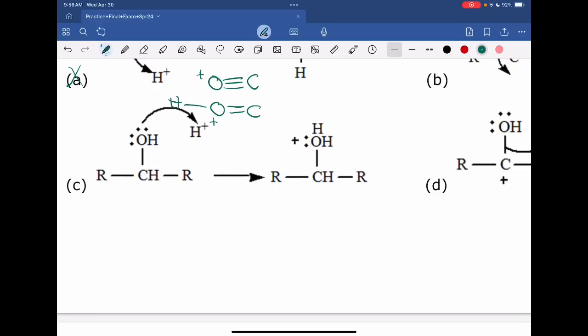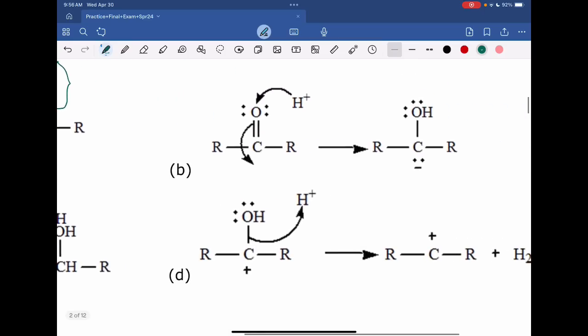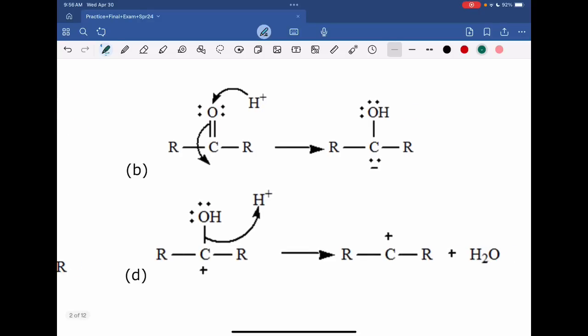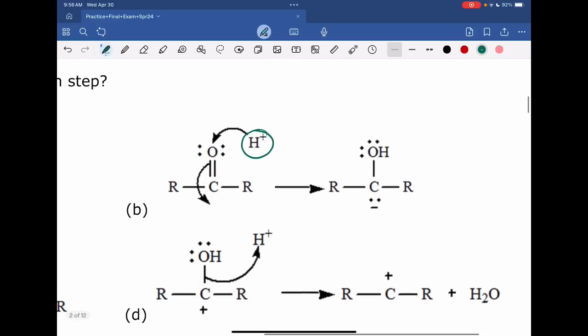C. Okay, C looks good to me. It looks like it's just a normal acid-base reaction. Oxygen is grabbing a proton, so I'm gonna go with C. B. Okay, they're drawing an arrow that goes from an atom, which is this H, to another atom, and that is wrong. You always draw arrows that go from the electron pair to an atom. There are no electrons in H, even though there's a charge. Positive charge means no electrons, so B doesn't make sense.